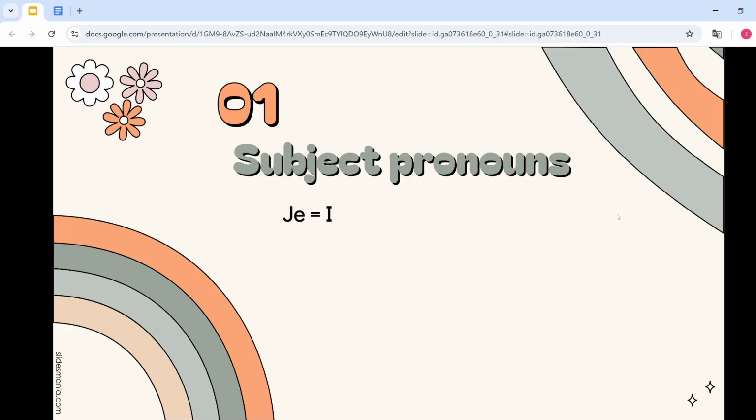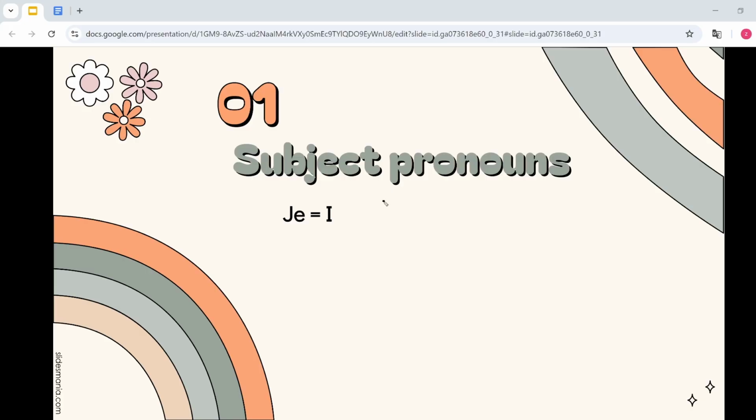So let's start with the subject pronouns. In French there are 6 categories of subject pronouns, or 6 groups of subject pronouns. Our first category, or first group, is je. This is pronounced je. It's the same thing as I in English. So whenever you want to talk about you doing an action, or I do an action, I do a verb, we use je.